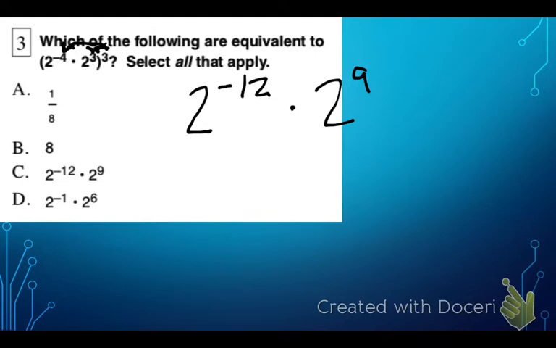But now I see that I can use my product rule in order to simplify this further. And when I use my product rule, I just need to keep my base the same, so it'd still be 2, and I need to add my exponent. So negative 12 plus positive 9 would leave me with negative 3.